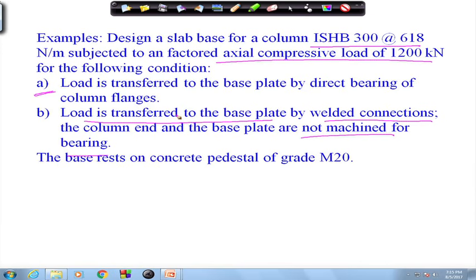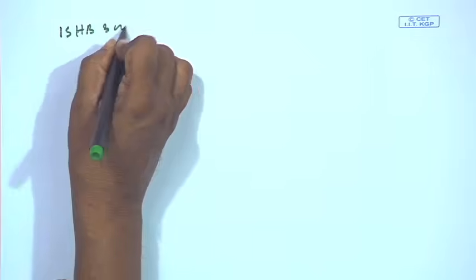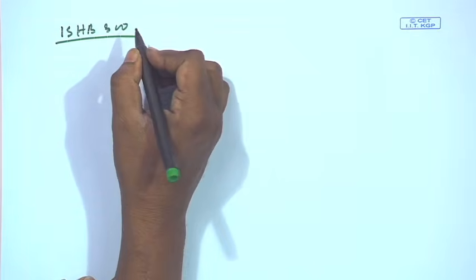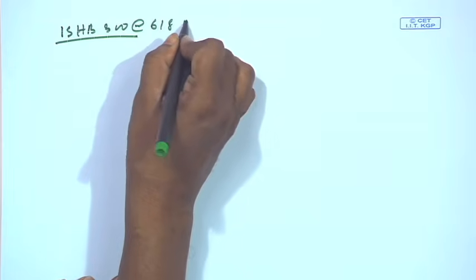So there are two cases we will consider. For designing this, we have assumed that the base plate rests on a concrete pedestal of grade M20. With this data we will try to design the base plate for both cases. What we could see here is that we are using ISHB 300 at 618 Newton per meter.